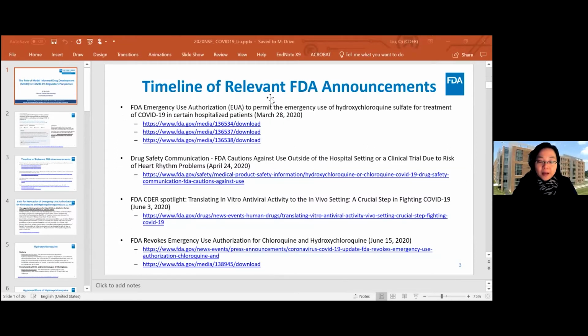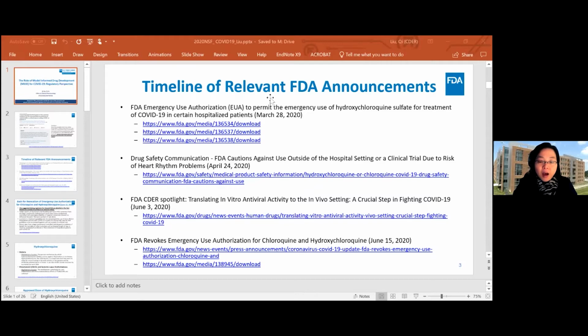This is a timeline of the FDA announcements related to hydroxychloroquine. In March 2020, FDA issued the emergency use authorization to permit the emergency use of hydroxychloroquine for treatment of COVID-19 in certain hospitalized patients. Then in April, FDA cautioned against the use outside of the hospital setting or clinical trial due to risk of heart problem.